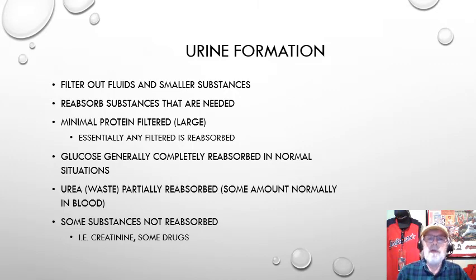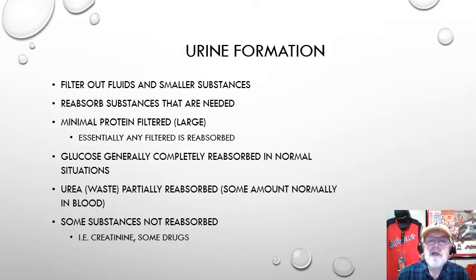We filter it, and some of it's reabsorbed, and that part that's reabsorbed gets back in the blood. So therefore, I'm able to detect that urea in the blood, the blood urea nitrogen. If the kidneys aren't working very well, more stays in the blood. As a result, the blood urea nitrogen levels continue to rise, which shows me the kidneys are starting to fail. Okay, and again, urea is partially reabsorbed.